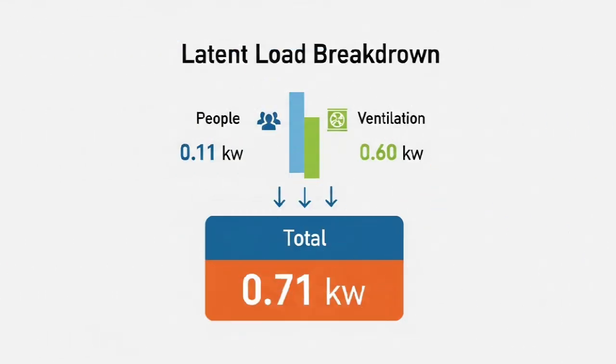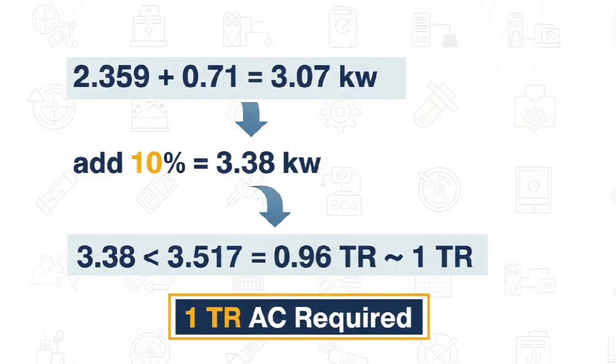For the latent load, people contribute around 0.11 kilowatts. Ventilation adds another 0.60 kilowatts. So the total latent load is 0.71 kilowatts. Adding them up, 2.359 plus 0.71 equals 3.07 kilowatts. With a 10% safety margin, that becomes 3.38 kilowatts.